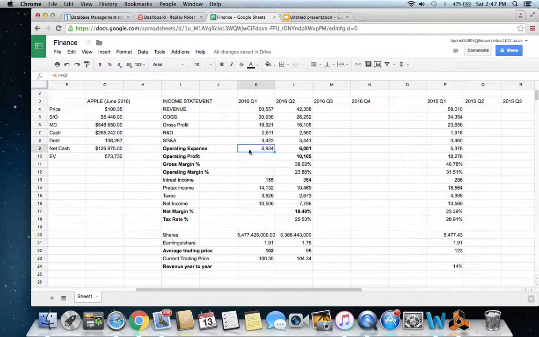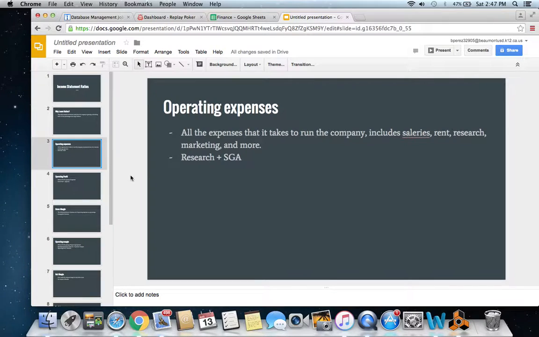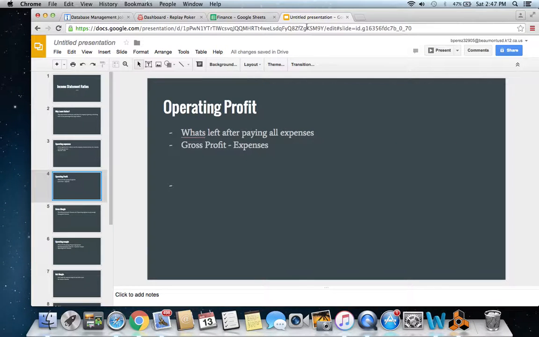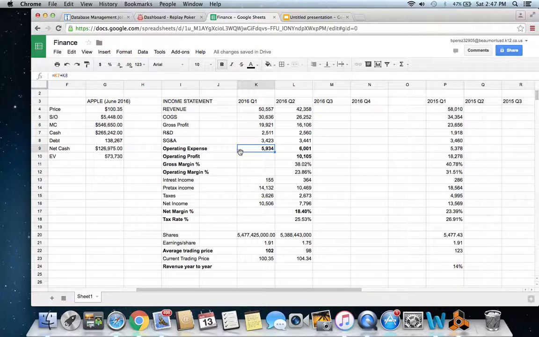So let's highlight that. Next we have operating profit, and basically what it is, it's what's left after paying all expenses. So it's gross profit minus your operating expenses. Apple had $19 billion, and after their expenses, they're left with about $14 billion.